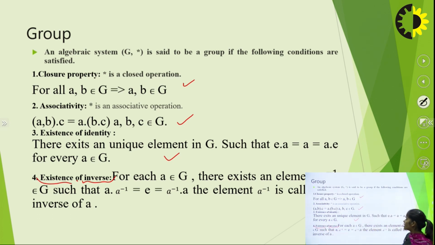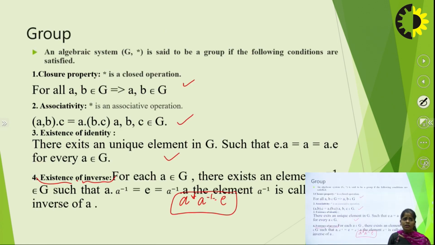In case of existence of inverse, we say that A star A inverse will give identity. This will be the proper definition of the existence of inverse. So if any algebraic system follows these 4 rules, then we can say that it will form a group.